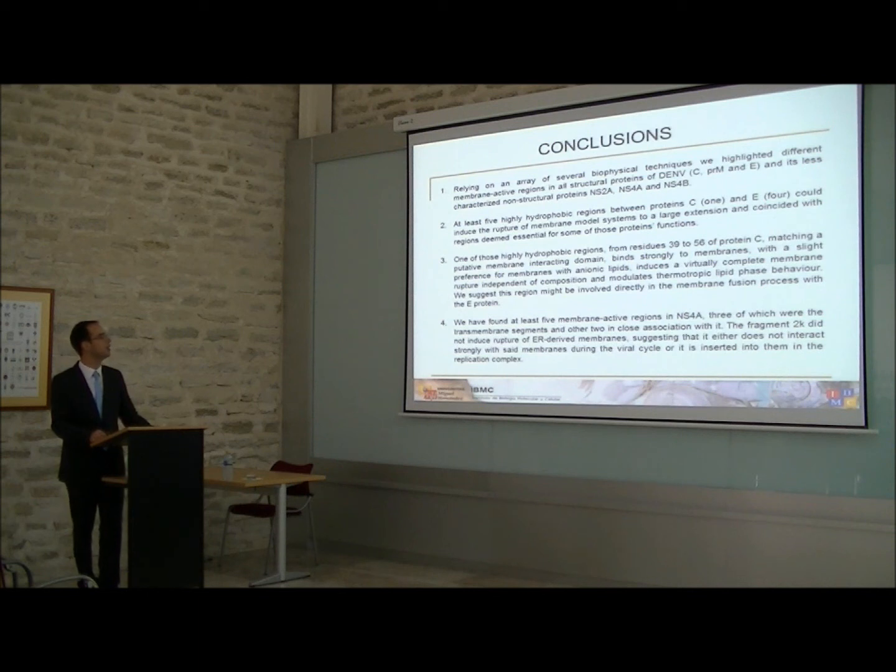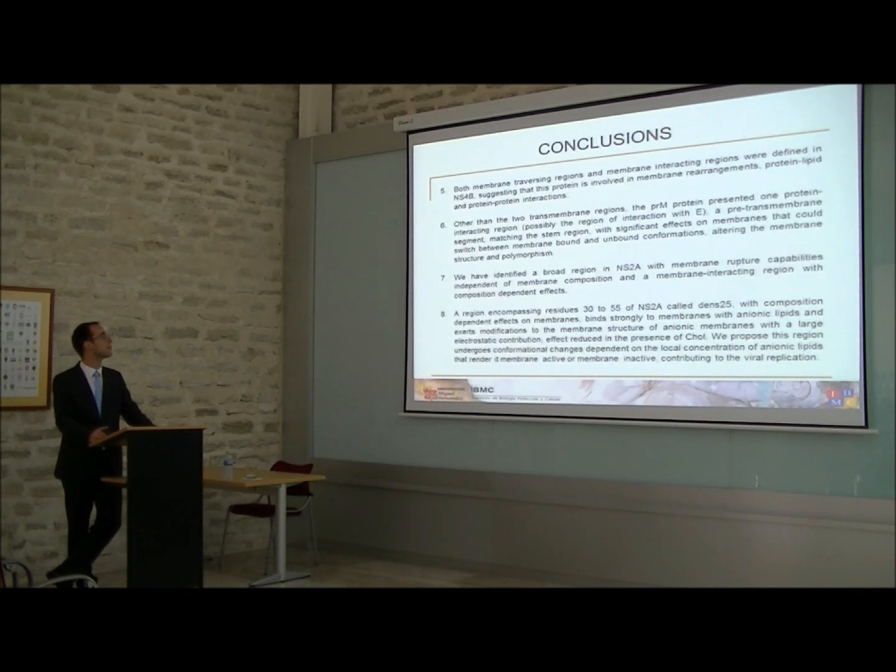Point number 4. We have found at least 5 membrane-active regions in NS4A, 3 of which were the transmembrane segments and the other 2 in close association with them. Fragment 2K did not induce rupture of ER-like membranes, suggesting that it either does not interact strongly with said membranes during the viral cycle, or that it is inserted into them in the replication complex. Point number 5. Both membrane traversal regions and membrane interacting regions were defined in NS4B, suggesting that this protein is involved in membrane rearrangements, protein-lipid, and protein-protein interactions.